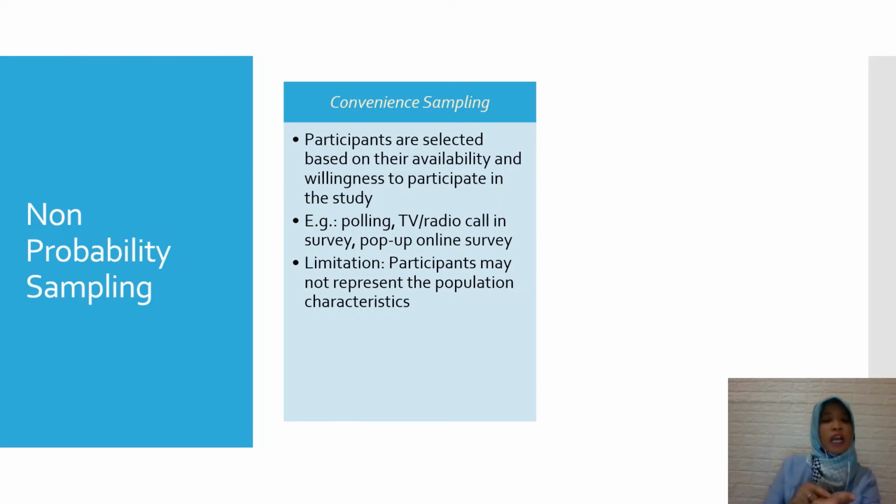So not everyone fills out this survey, right? But only those who are willing to fill out the survey will complete it. That's called convenience sampling. The advantage is that it's easy to do, because you don't need to force anyone. But the limitation is that participants may not represent the population characteristics, because you don't know.